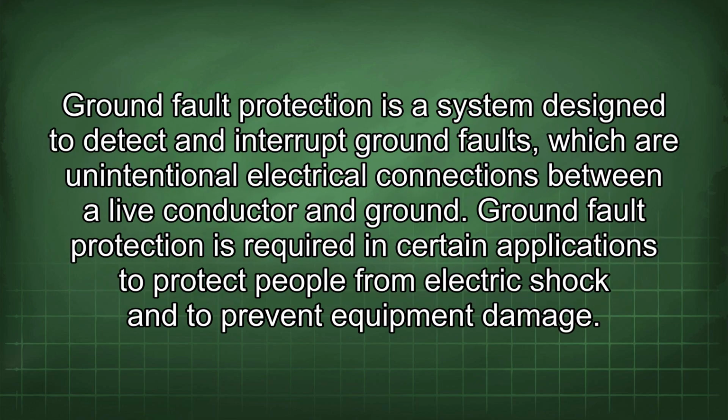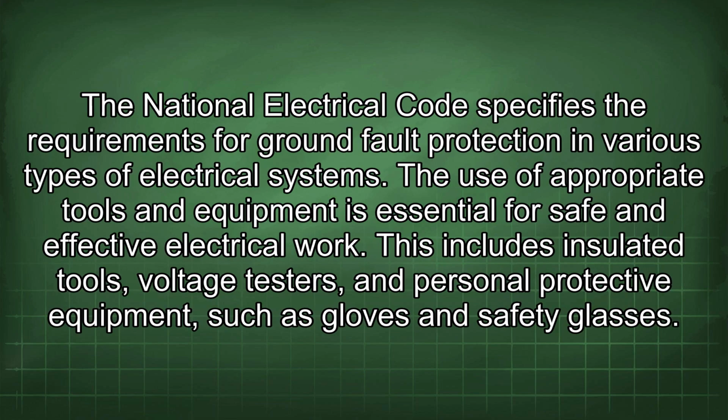Ground fault protection is a system designed to detect and interrupt ground faults, which are unintentional electrical connections between a live conductor and ground. Ground fault protection is required in certain applications to protect people from electric shock and to prevent equipment damage. The National Electrical Code specifies the requirements for ground fault protection in various types of electrical systems.